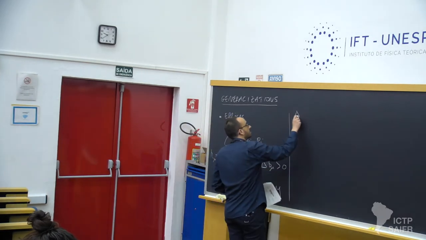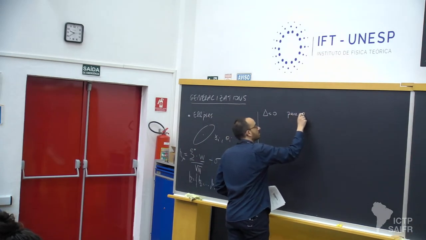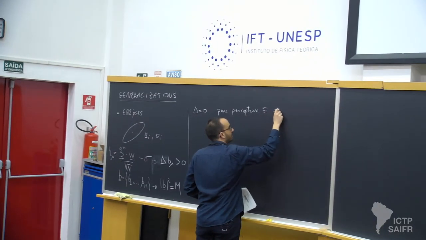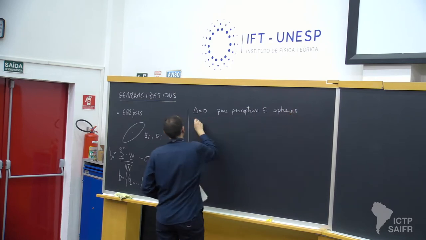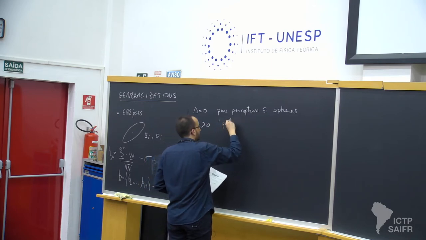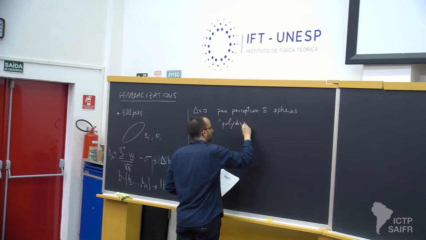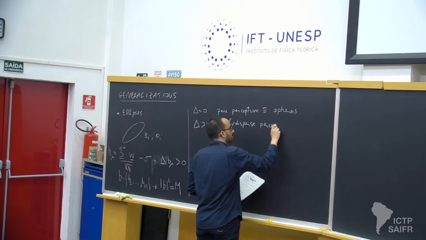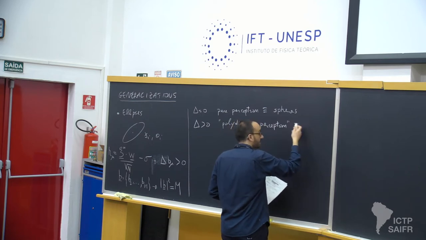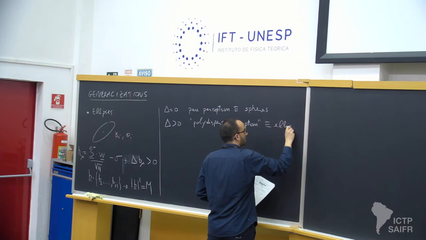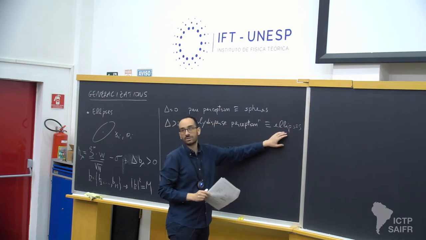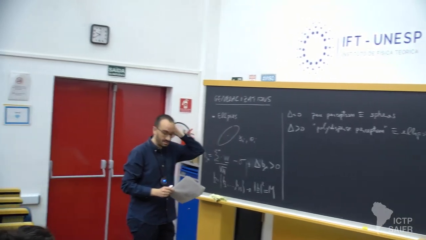So again, for delta equal to zero, we have the pure perceptron, that gives rise to the same physics as spheres. And for delta positive, I call it the polydispersed perceptron. And this has the same physics as ellipses, meaning that when you look at the jamming transition in this case, you get the same physics as the one that you observe for ellipses. So I will not discuss this in detail.